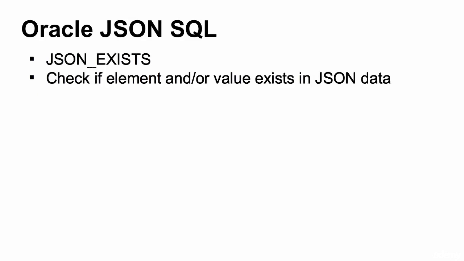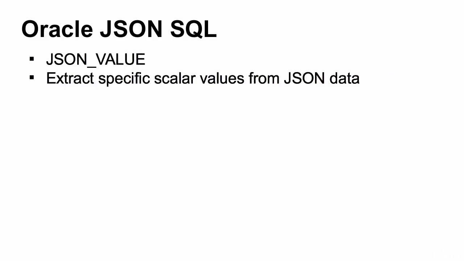Next topic is JSON exists, which is basically very well described. It checks if a certain key and/or value exists in JSON data, returning true if it's found and false if it isn't found. Next up is JSON value, which is a great way to begin working with JSON and SQL because it simply extracts a scalar value out of JSON data.